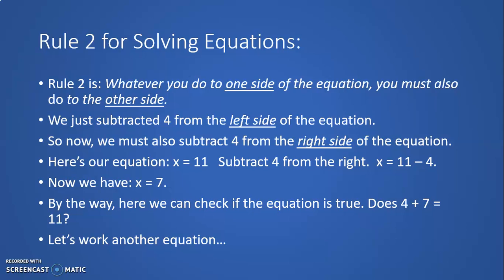Right now here's our equation, x equals 11. Now we're going to subtract 4 from the right. x equals 11 minus 4. 11 minus 4 is 7, so now we have x equals 7. Now we know what we did not know a minute ago, that x is the same thing as 7. That's what x is equal to in this equation.